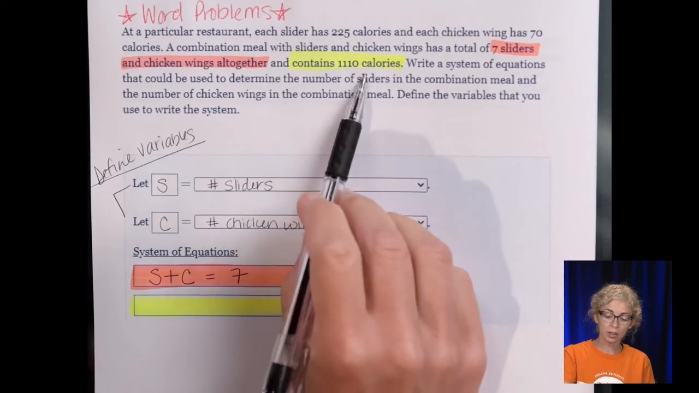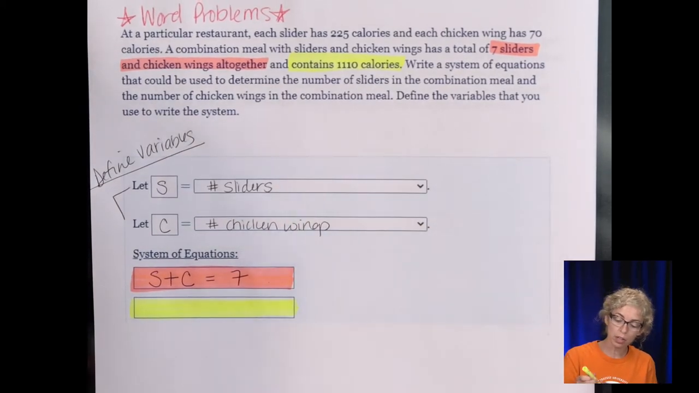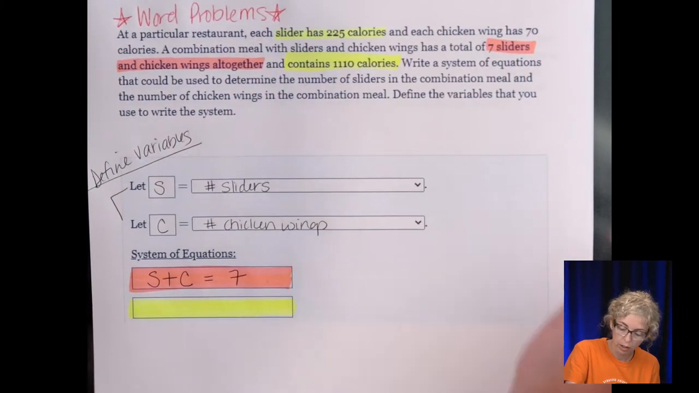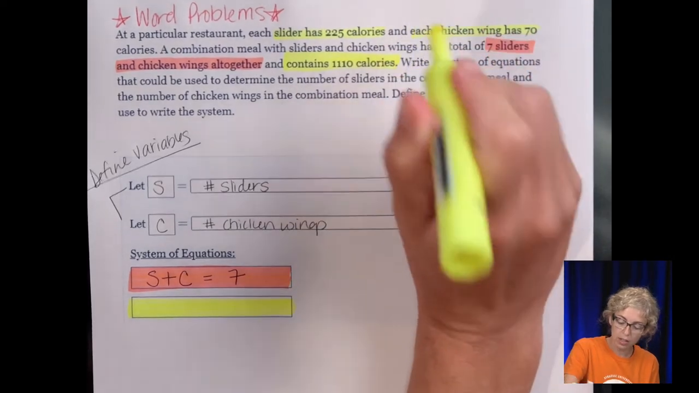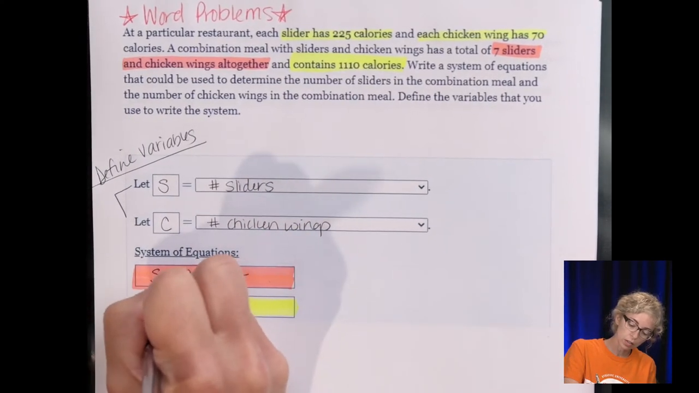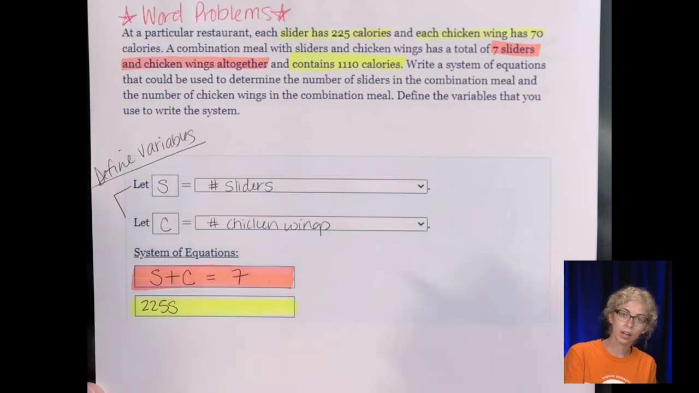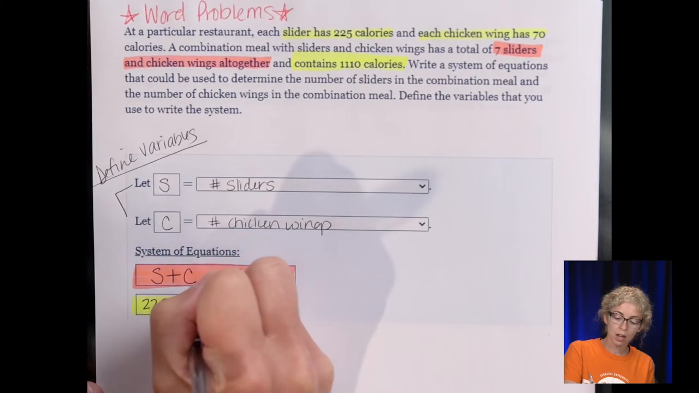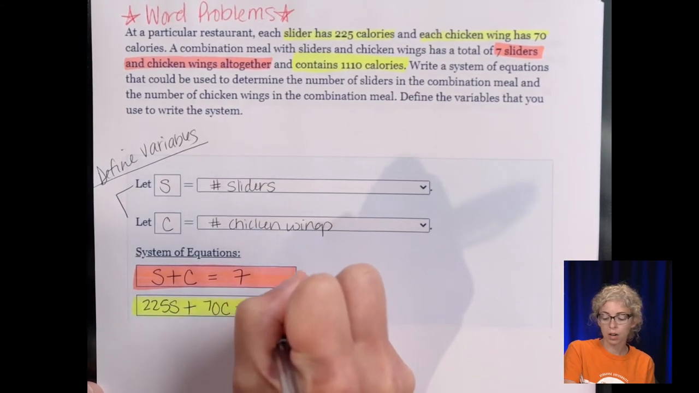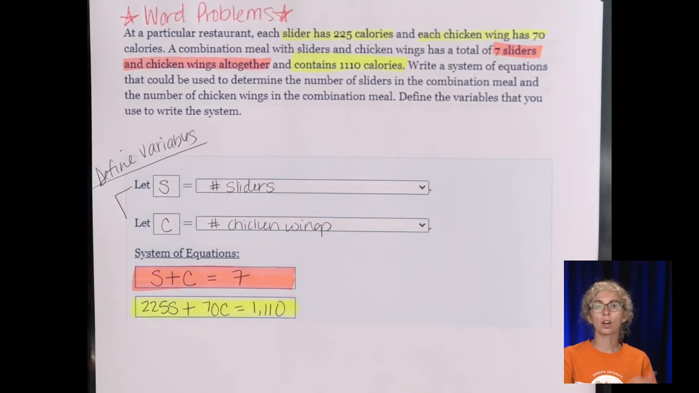Okay, now for our calories, we know that, so back up here, we could use the yellow again, that each slider has this many calories. Okay, and then each chicken wing has 70 calories. So we have 225 calories per slider, so that's multiplication, plus 70 calories per chicken wing is a total of 1,110. So there are our two equations that we just had to write, we didn't have to solve. For our first word problem.